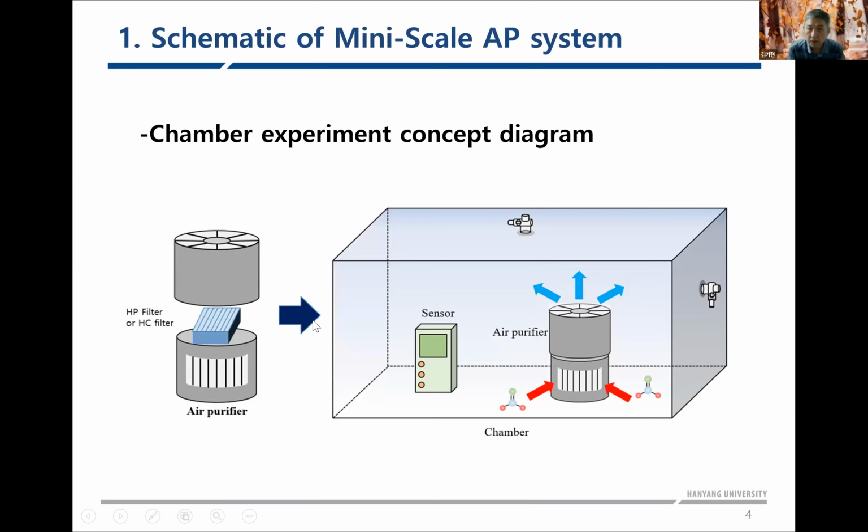This is the schematic of the mini-scale air purifier. We use this commercial AP system, place it inside a 17-liter chamber, and put in a sensor for formaldehyde, and provide the gaseous formaldehyde standard into this chamber. Then we operate the air purifier and check how efficiently this system removes formaldehyde, with and without modification.